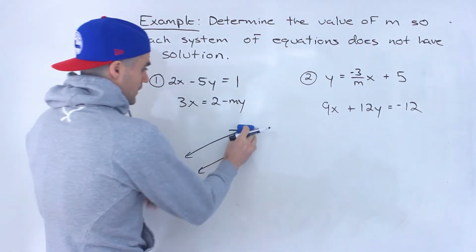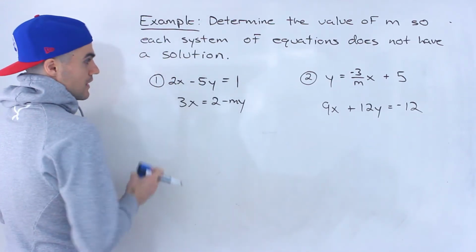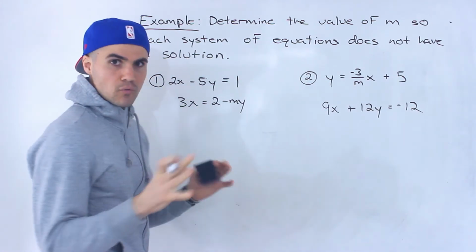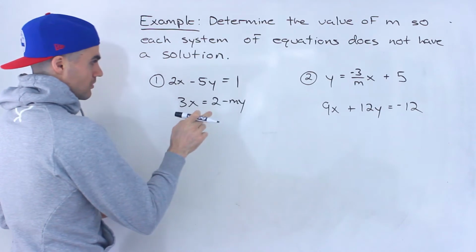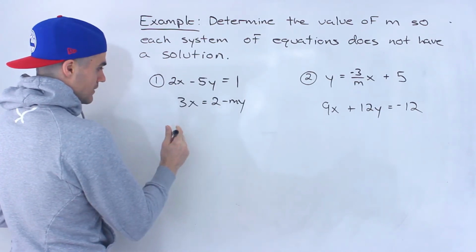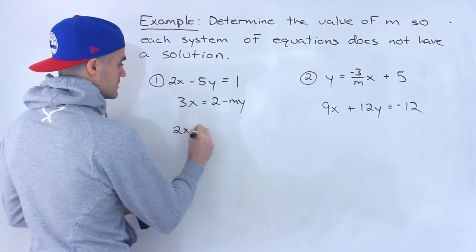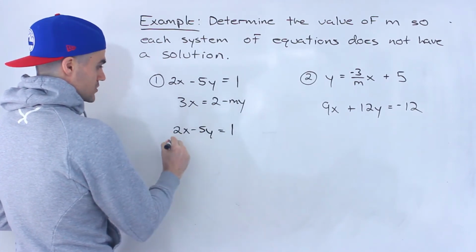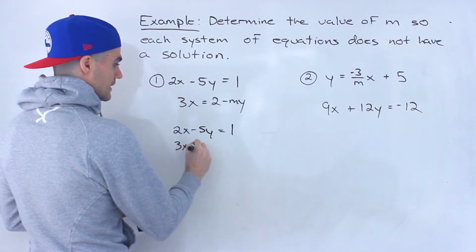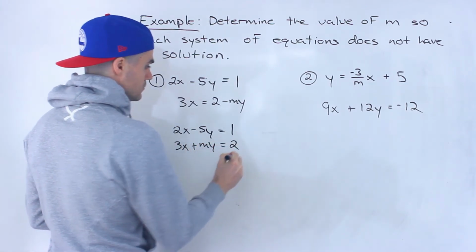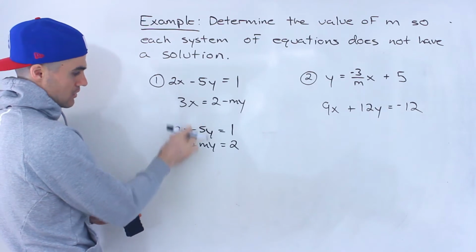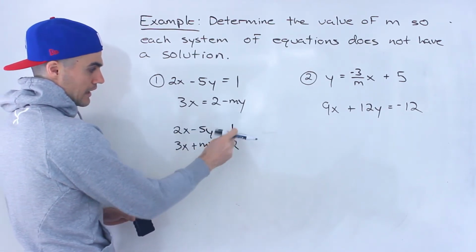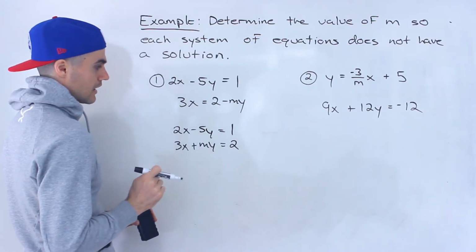Starting with number one, notice we have 2x minus 5y equals 1, and then 3x equals 2 minus my. There are different ways you can go about this. One way is to line everything up. If I rewrite these, and bring this negative my over, we'll have 3x plus my equals 2. When I say line them up, all the x's are lined up, all the y terms are lined up, and the constants are lined up.